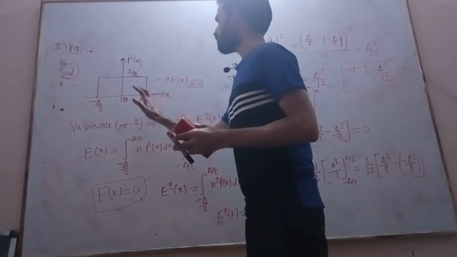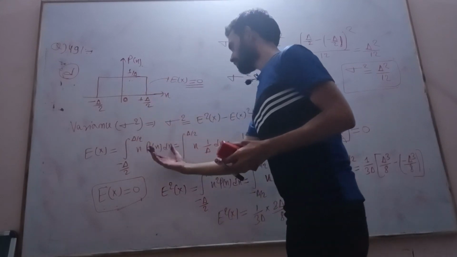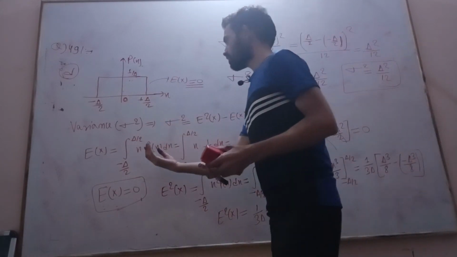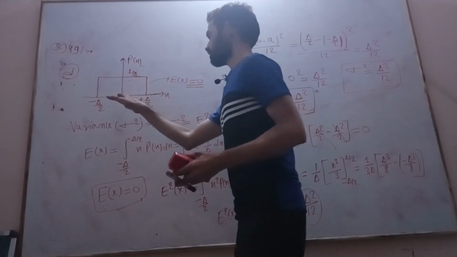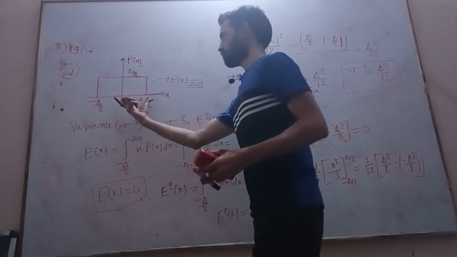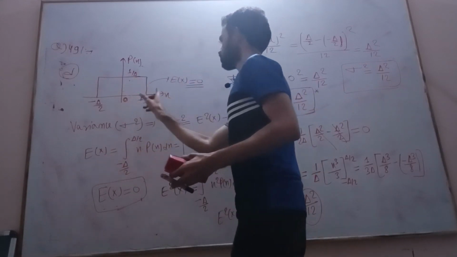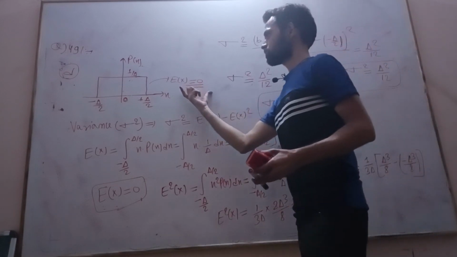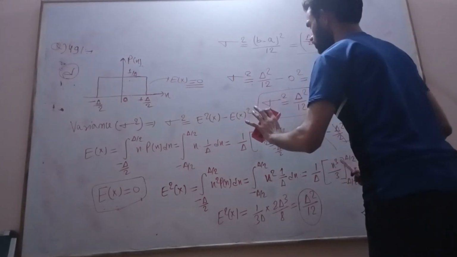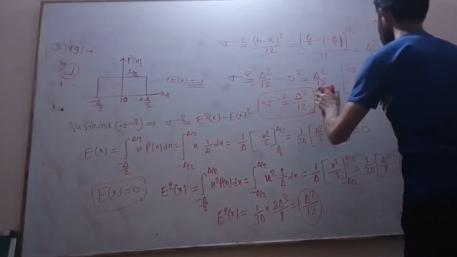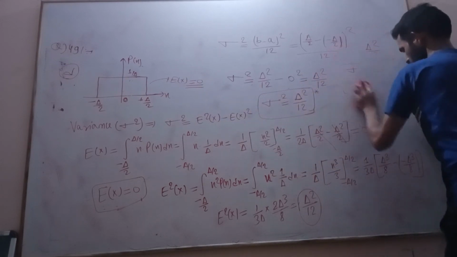Always remember that for a uniform distribution there is no need to solve the expectation or mean by the general method. You can directly observe that the mean is the central part of the distribution, the midpoint, which is 0. So the mean is 0. This is all about question number 49. Let us move to question number 50. The answer is delta square by 12, and option D is correct.